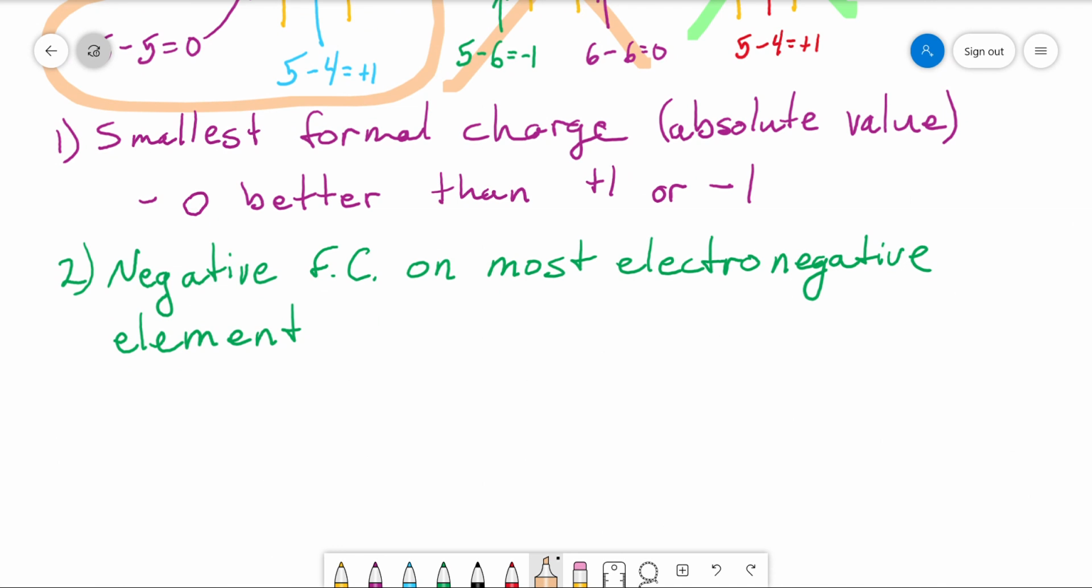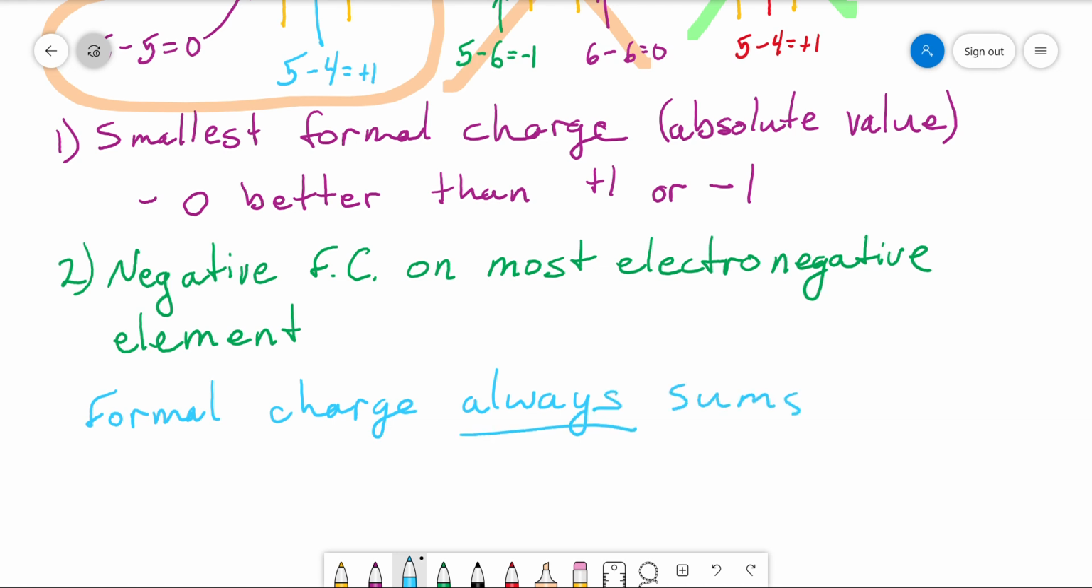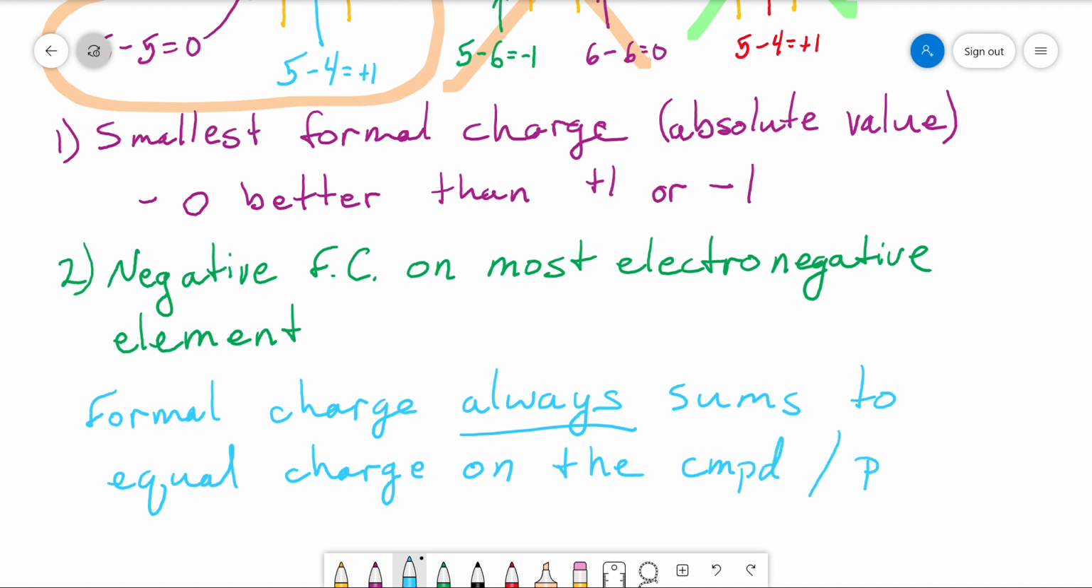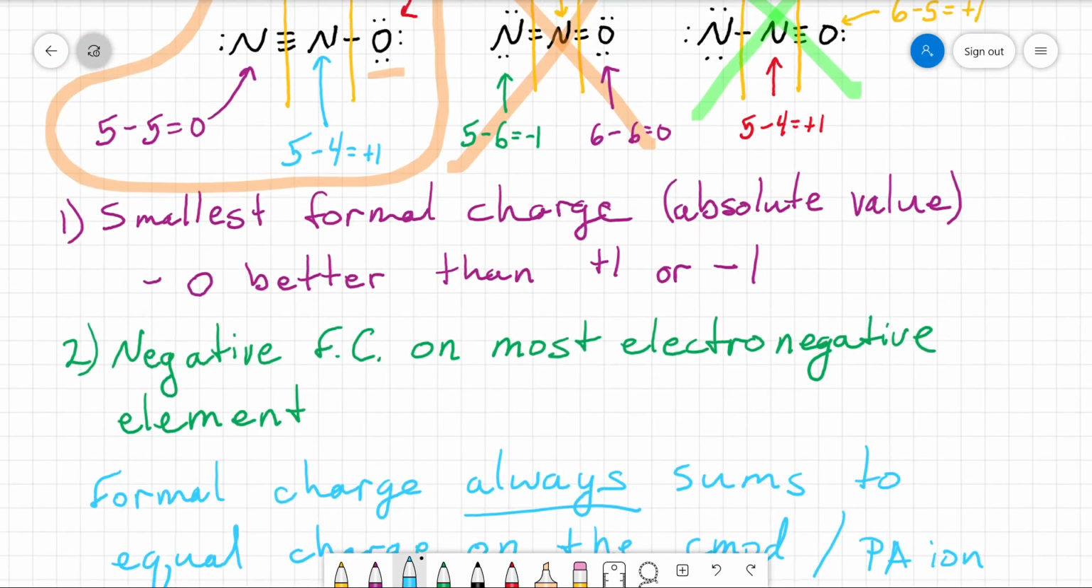Okay, one other thing about formal charges is formal charge always sums to equal the charge on the compound or polyatomic ion. Okay, so just bear that in mind. Formal charges always sum up to equal the charge.